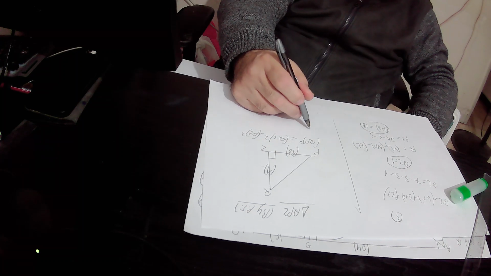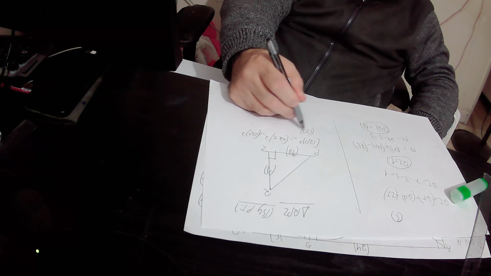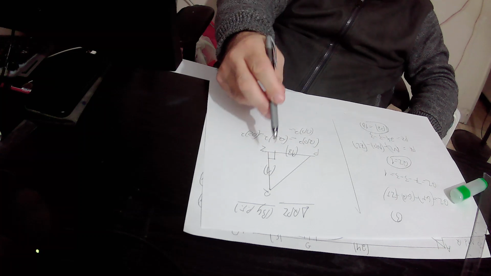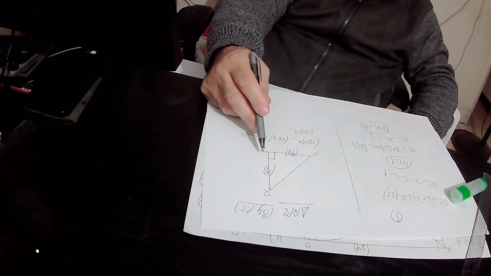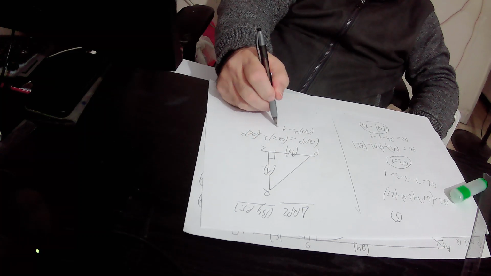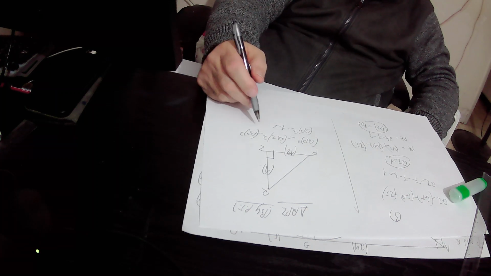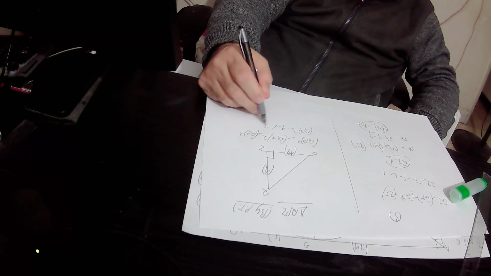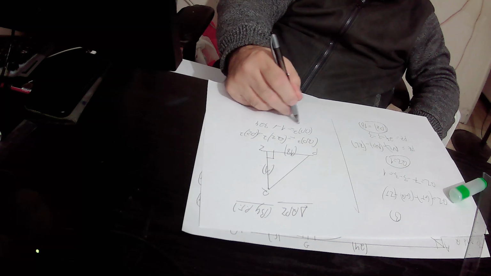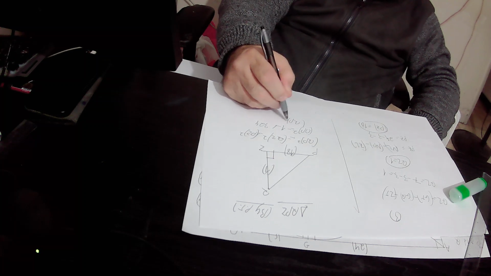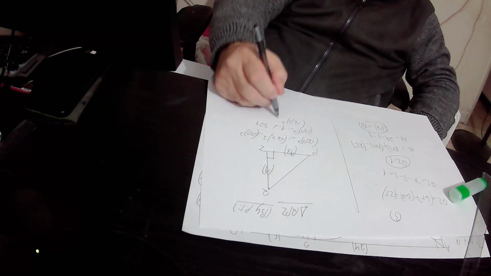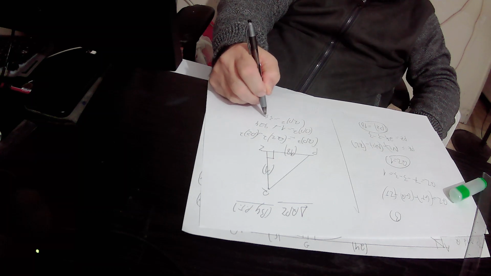So QP square, that is the square of the hypotenuse, must be equal to QZ square. QZ is 1, therefore QZ square is 1 square, that is 1, plus PZ square. PZ is 18, therefore PZ square is 18 square, that is 324. So QP square, that is the square of the hypotenuse, equals 324 plus 1, that is 325.